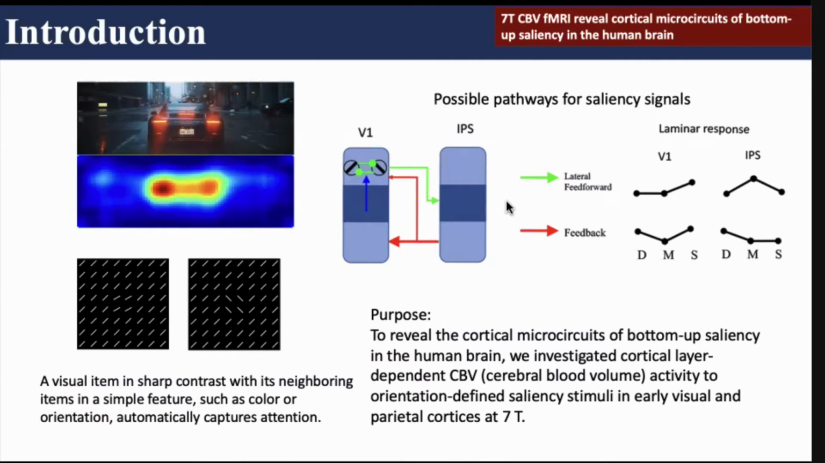the saliency map of attention is initially imaged in the frontal parietal area and then modulates the early visual activity through feedback connections. So to reveal the cortical microcircuits of bottom-up saliency in the human brain, we investigate the cortical layer dependent CBV activity to orientation defined saliency stimuli in early visual and parietal cortex at 7T.